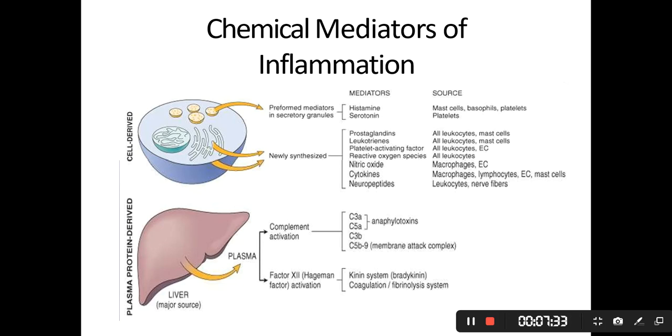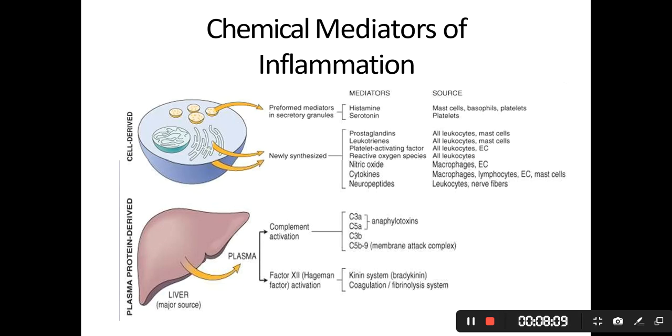Now, which cells do the mediators come from? This is just for your information: histamine comes from mast cells, basophils, and platelets. Serotonin generally comes from platelets. Prostaglandins come from all the leukocytes and mast cells. They also release leukotrienes, platelet activating factor, and reactive oxygen species. So all these are mediators, helping in some way or the other in the process of inflammation. That's just for your knowledge.